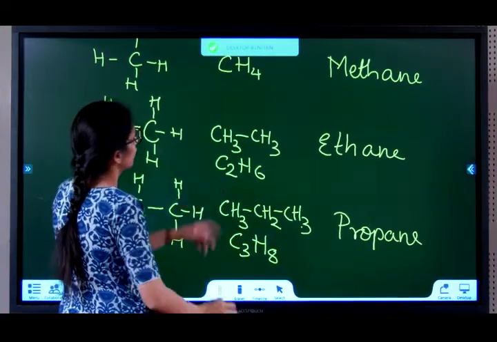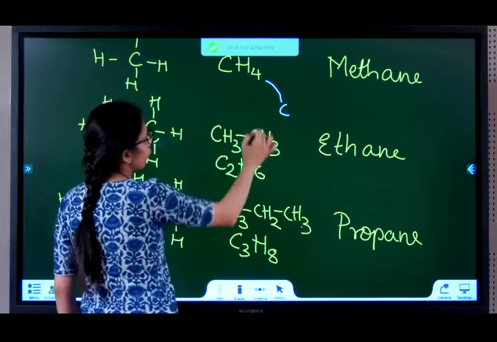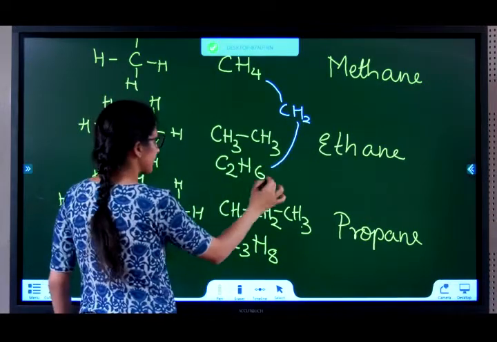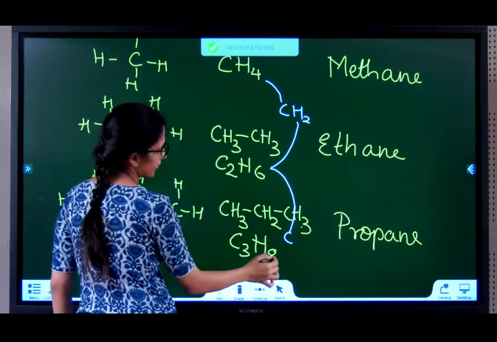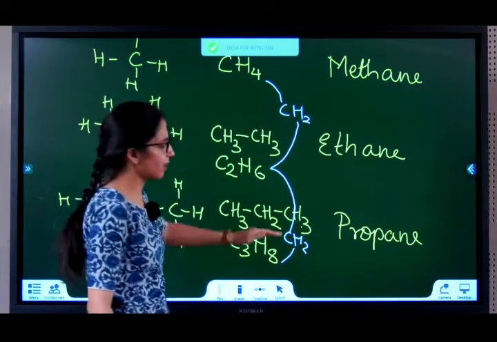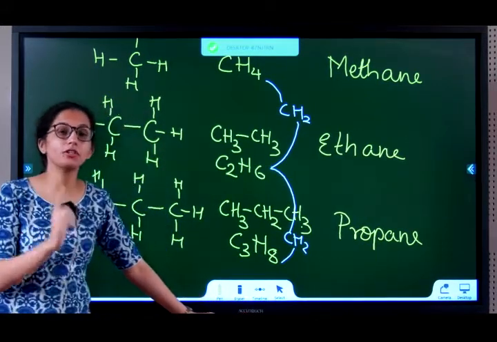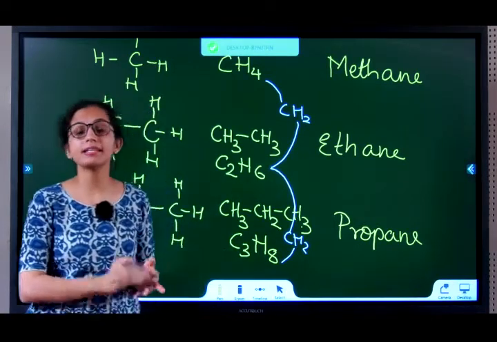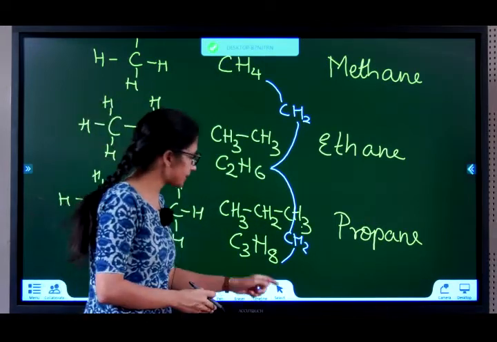Observe here, CH4, if I add 1 C, I will get C2. From 4 to 6, I have to add 2. C2H6, from C2 if I want to go to C3, add 1 C, and H6 to become H8 I have to add a 2. So every successive member is differing by a CH2 group. Do you remember in homologous series we told you it has the same functional group, similar chemical properties, and every successive member differs by a CH2 group.